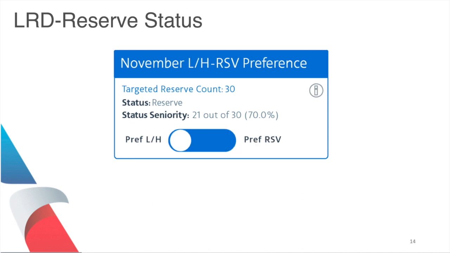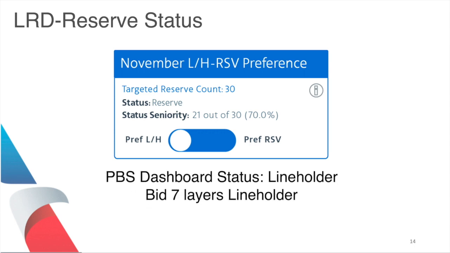If your status is reserve and you toggle to prefer lineholder in your LRD tool, and your final status in PBS reads lineholder, you will bid 7 layers for lineholders.